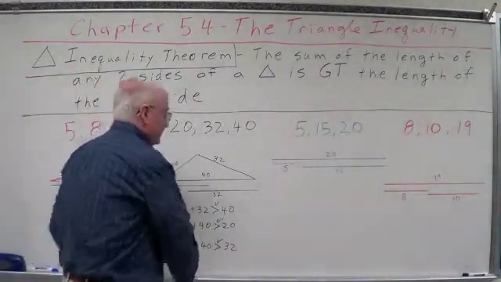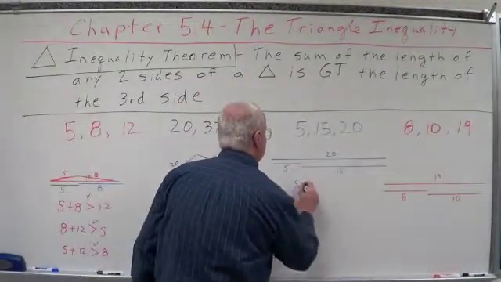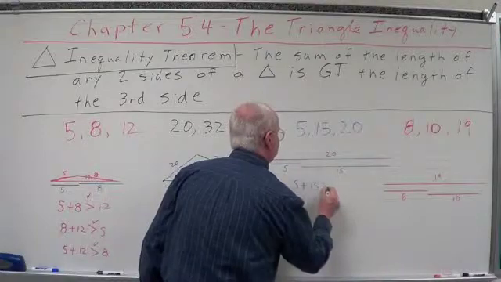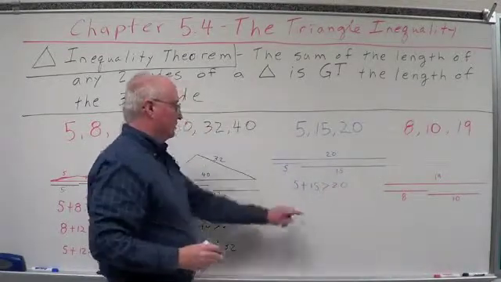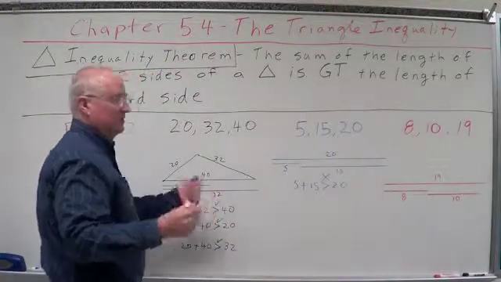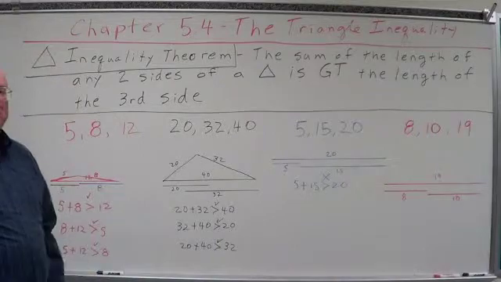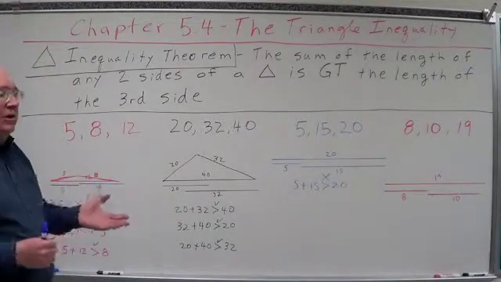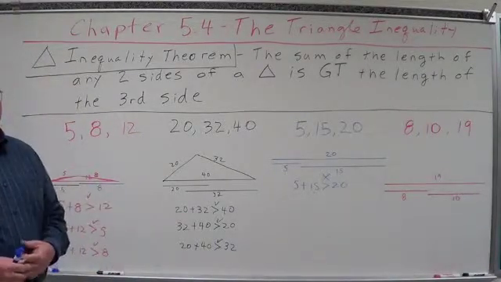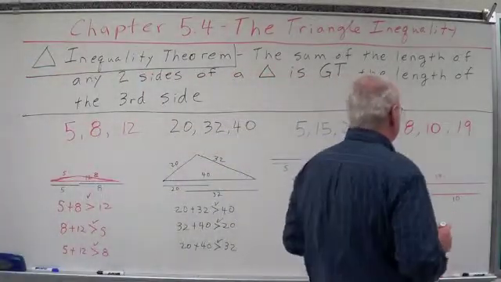Now let's look at this one. Take the first two. 5 plus 15, is that greater than 20? Well, is 20 greater than 20? No, it doesn't work. We don't have a triangle. Do we need to go any further? No. If one of them doesn't work, it doesn't work. We're through.